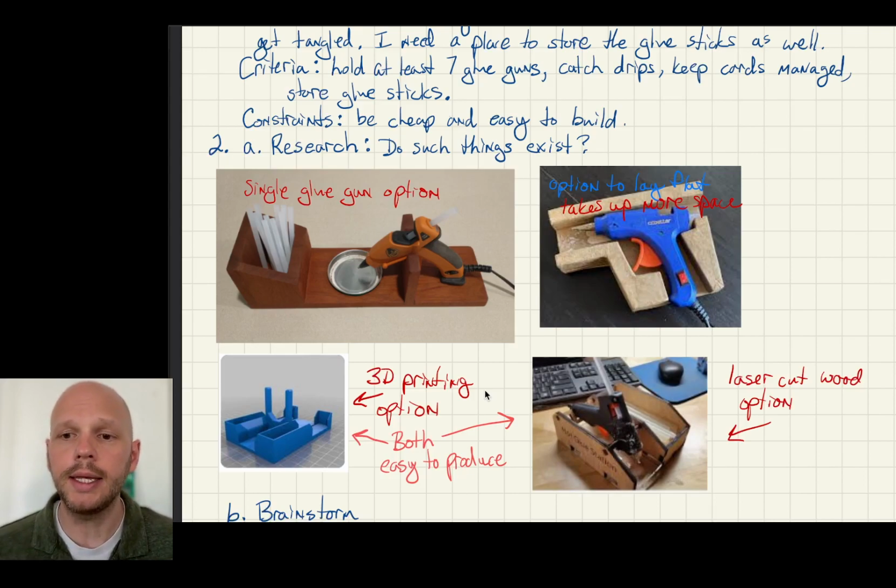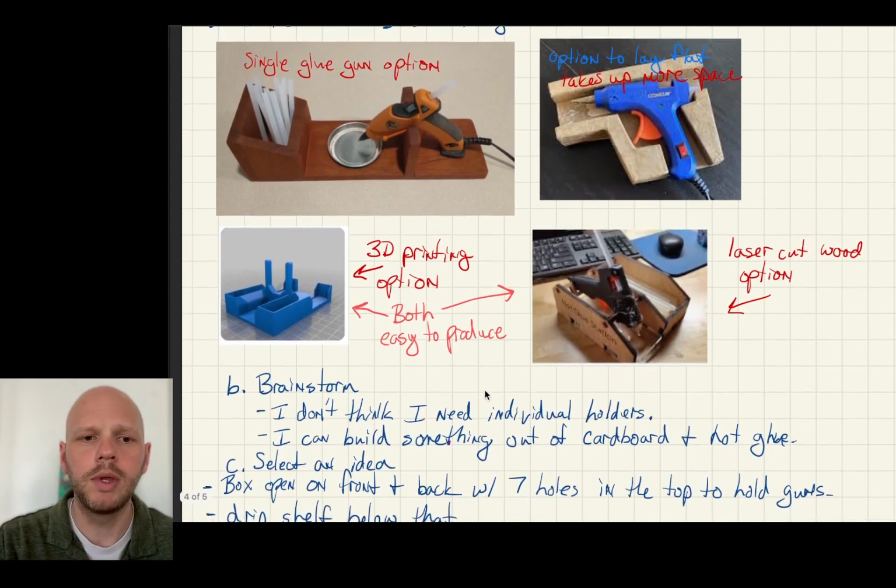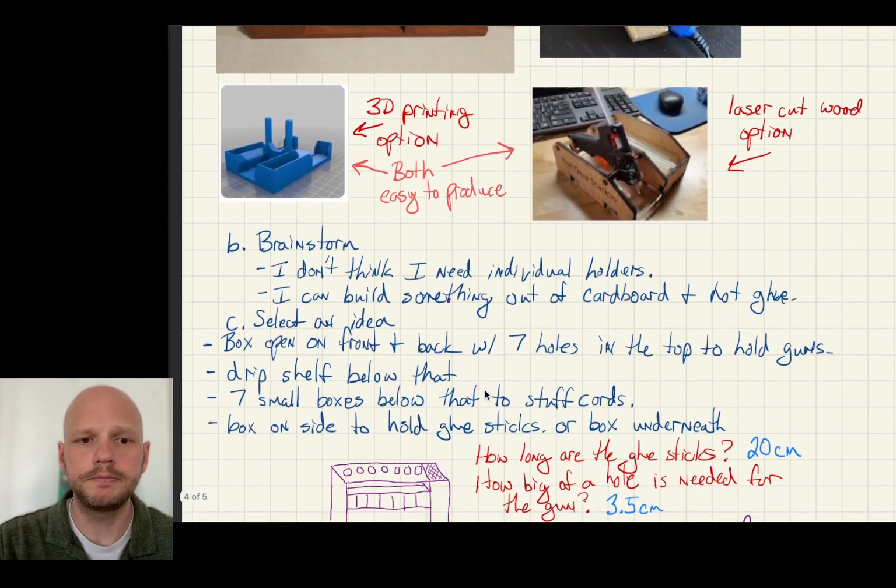And the one on the right is a laser cut option, which again, easy to manufacture, easy to produce. If I could just download the files, if I had access to a laser cutter and material already, I could just have the laser cutter run, snap it together, and I'm good to go. So I really want something that's going to hold 7 of them, not just a single one. So now we need to brainstorm.